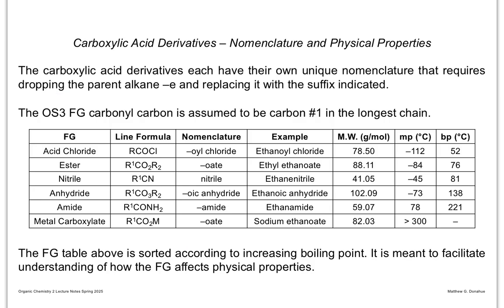So just a brief check-in about the nomenclature. In the first column is your functional group. The second column shows you the sort of line formula, if you were just typing this in Microsoft Word, what you would write. So COCl is an acid chloride, and then the name ends in oil chloride. And then you see how the nomenclature changes based on the functional group.